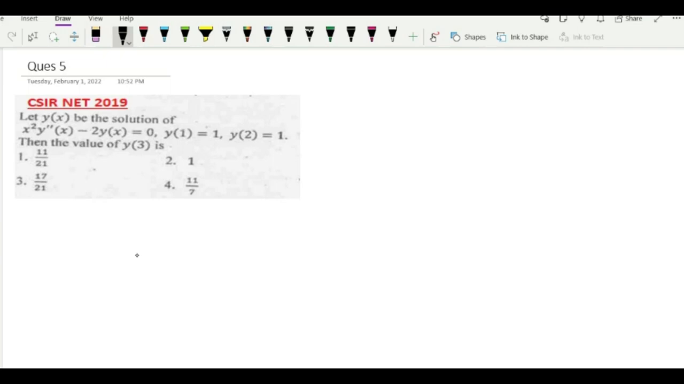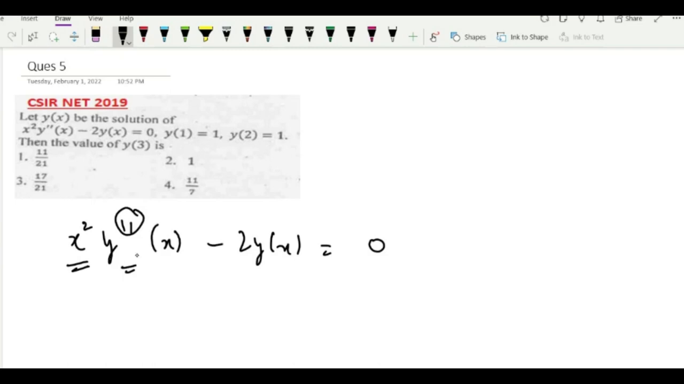So this is a very simple question. As you can see, the given equation is a Cauchy-Euler equation. The power of x is matched with the derivative order. Here the power of x is 0 and there is no derivative in the second term. So this is a Cauchy-Euler equation. We just replace x equal to e raised to power t.